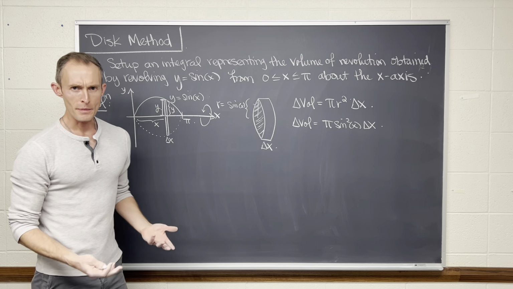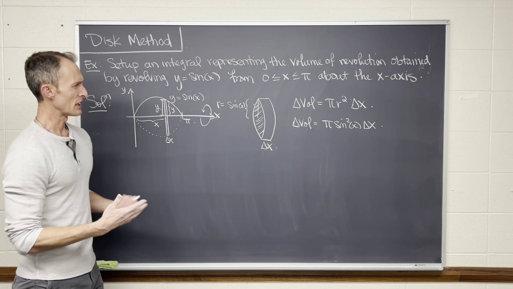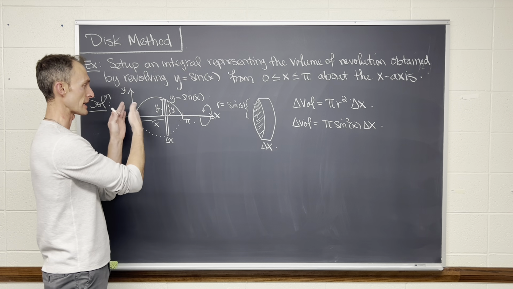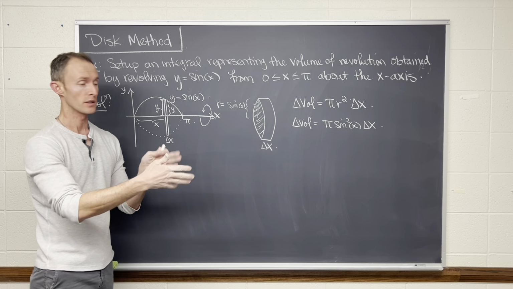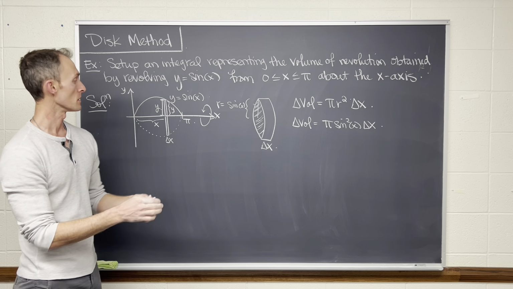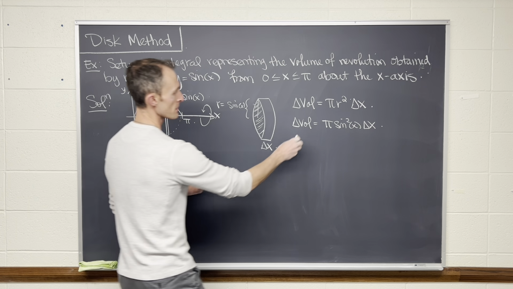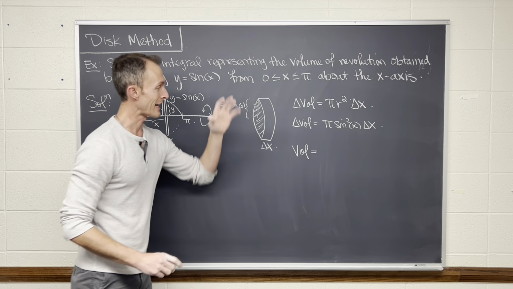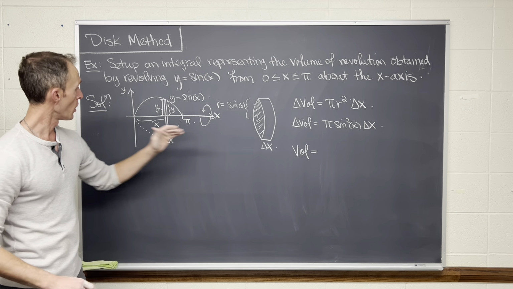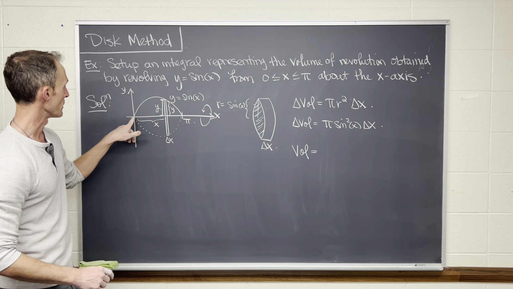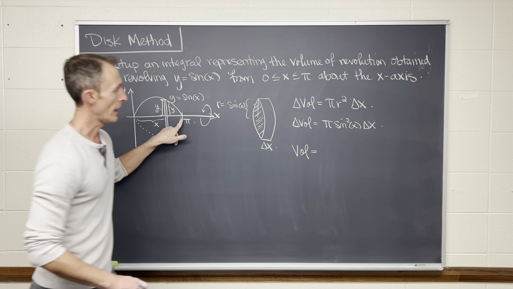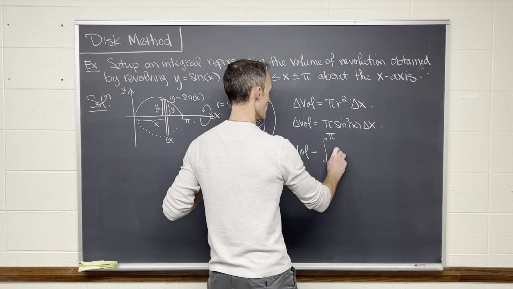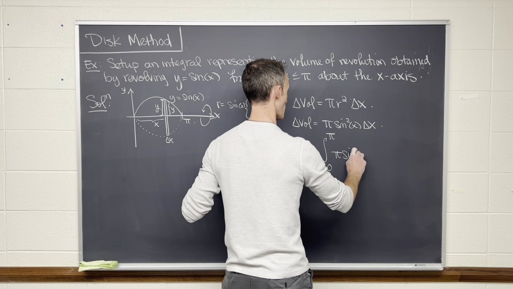Now, as with any Riemann sum, and really anything in integration, I take discrete chunks, I approximate each chunk, and then I take a limit of adding up all the chunks. That turns into a definite integral. So if that's my sample volume, then my actual volume is the integral of that over the corresponding parameter values. In this case, x goes from 0 out to pi. So this will be the integral from 0 to pi of pi times sine squared of x.